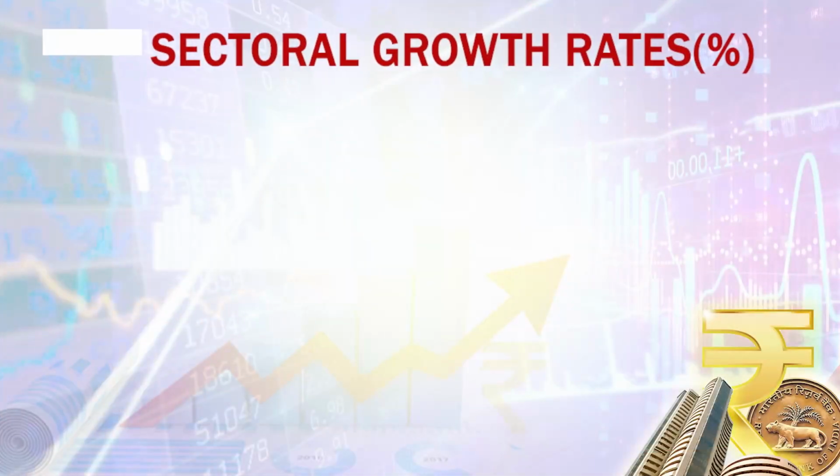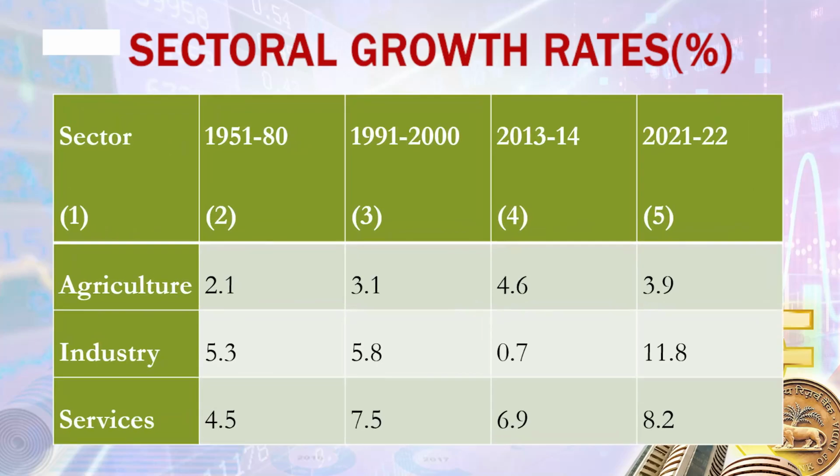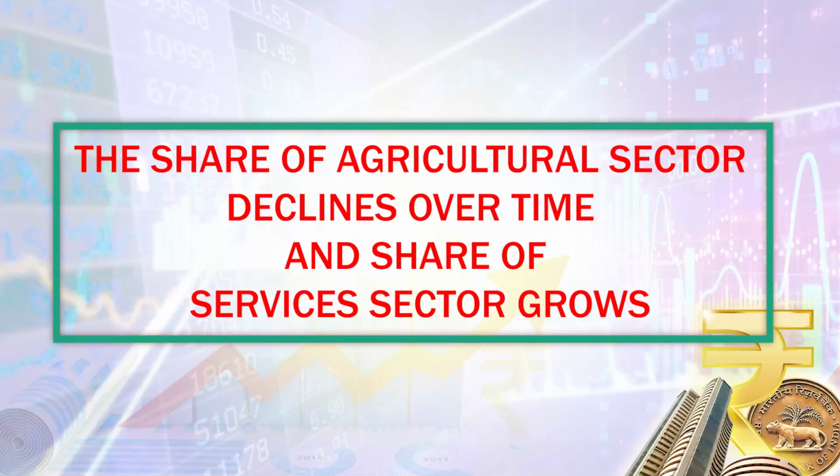Now, if we look into the sectoral growth rates, we can see agricultural sector grew at the time of post-independence period at the rate of 2.1%. Whereas the share of manufacturing was 5.3% and the share of services was 4.5%. Now, if we divide the post-independence period in several phases, then we can see that the share of agricultural sector declines over time and share of services sector grows.